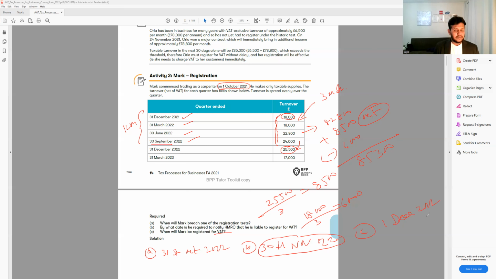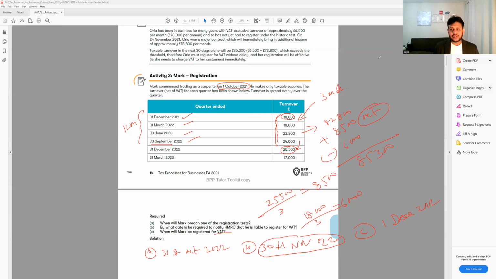All right, so any question from anyone to understand this one, the registration activity 2? Any question from anyone? Very good, Neha. Very good, Hiba. Anyone have any question? All right, very good then.